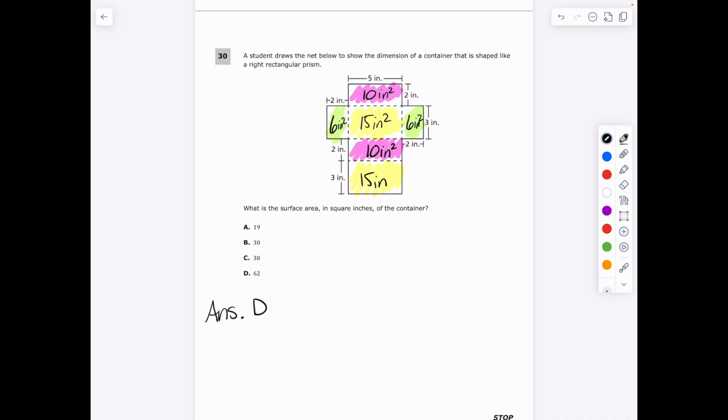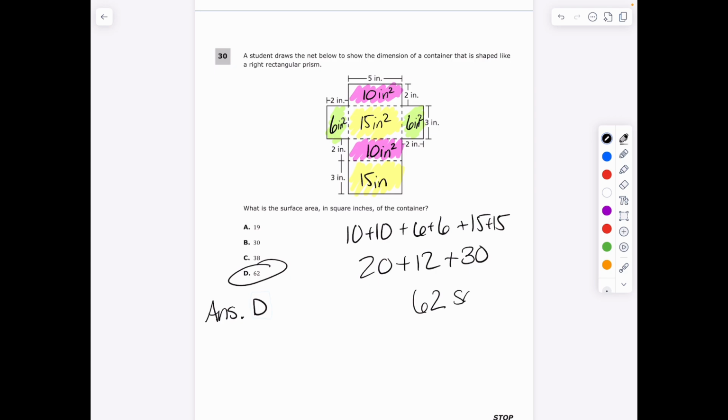Okay? And so where did I see that? How did I know this is 5? Because I knew up here this was 5. And how did I know this was 3? Because right here this was 3. So now I have everything I need to add. So I have 20 plus 12 plus 30, which gives me 62 square inches. Okay, and that's it for day 1.